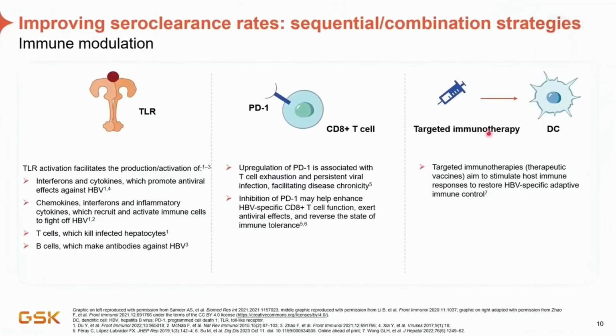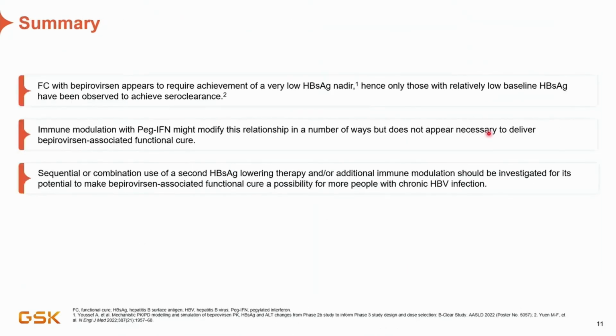We know that many of these have been through development and have found it difficult to show a functional cure response, but maybe in somebody whose surface antigen has been reduced to a very low level by RNA interference mechanisms, then those targeted immunotherapies can have their greatest response.